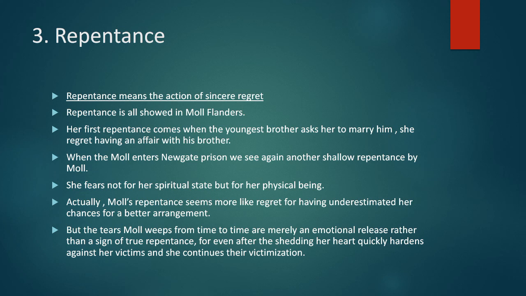When Moll enters Newgate prison, we see another shallow repentance by Moll. She fears not for her spiritual state, but for her physical being. Actually, Moll's repentance seems more like regret for having underestimated her chances for a better arrangement. But the tears Moll weeps from time to time are merely an emotional release rather than a sign of true repentance, for even after the shedding of tears, her heart quickly hardens against her victims and she continues her victimization.